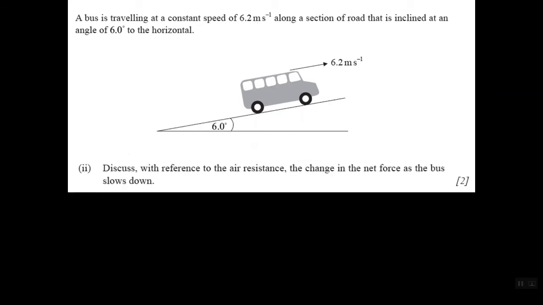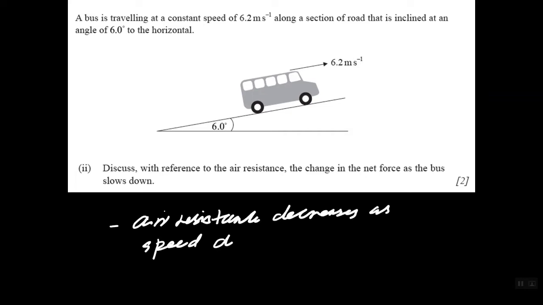II. Discuss with reference to the air resistance the change in the net force as the bus slows down. As we know, the drag force is proportional to velocity squared. Drag force decreases, or air resistance decreases, as speed drops. Therefore, net force decreases.